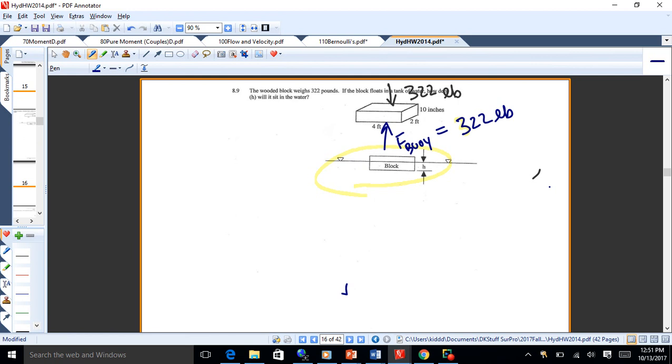So I'll let you kick that around if you need to, but that's a bit of a hint on that one, okay? Just look at what it takes to get a buoyancy force of 322 pounds. Other questions on that? All right, so we'll call it good.